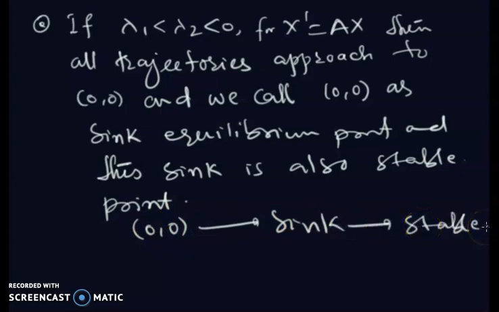And what more? The trajectories will be moving towards the origin along lambda 2's eigenvector. Whatever the eigenvector corresponding to lambda 2 is, the trajectories will be moving to 0 0 along that particular direction. So let's meet in the next video with another example related to this sink.